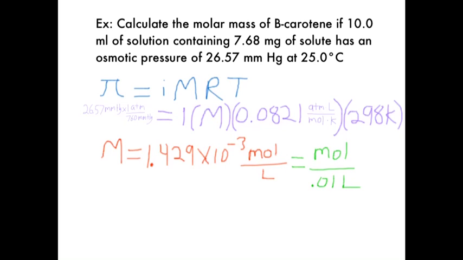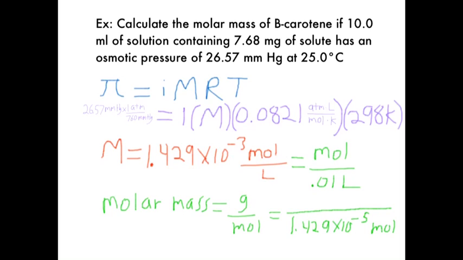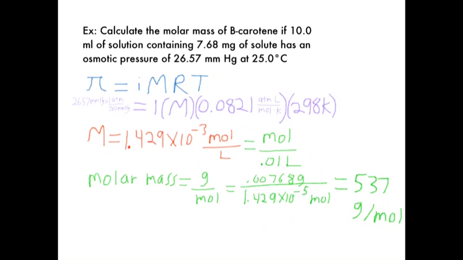As in the previous problems, I know the equation for molarity, so I know that the molarity is equal to moles over liters of solution, which is 0.01 liters. So if I multiply both sides by 0.01, I can find the moles of the solute. I can find the moles of the beta-carotene is 1.429 times 10 to the negative fifth moles. So then I know that molar mass is grams per mole, so I take my grams of the solute, which is 0.00768 grams, and I divide it by the moles I just found, which is 1.429 times 10 to the negative fifth moles, and I find out that the molar mass is 537 grams per mole.